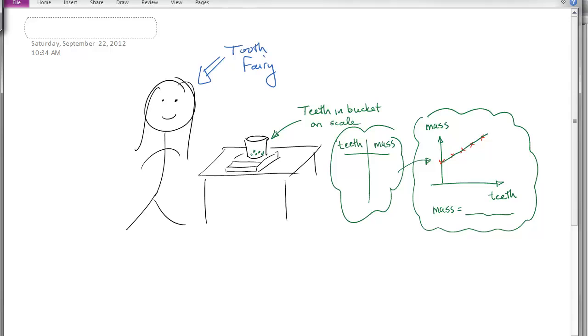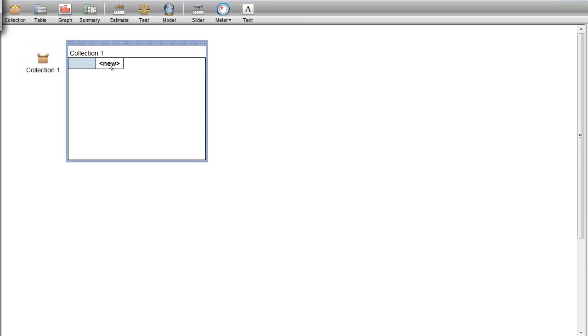Okay, let's go over to Fathom. To start off, pull a collection down. A collection is a set of data. Right now you can see it's empty. To enter the data, pull down a table. In the table, let's type in the data.